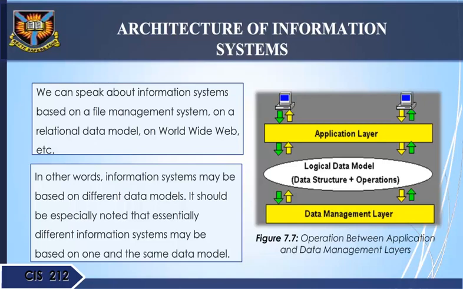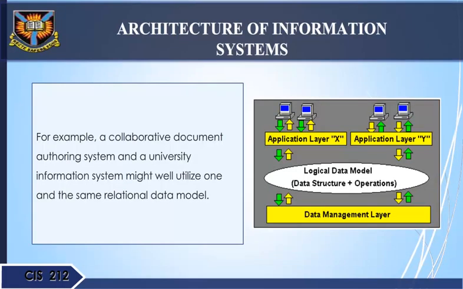Interaction between application and data management layers: application layer, logical data model, data structure plus operations, data management layer. For example, a collaborative document authoring system and a university information system might well utilize one and the same relational data model. Application layer X, application layer Y, logical data model, data structure plus operations, data management layer.